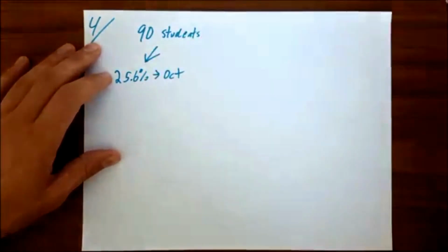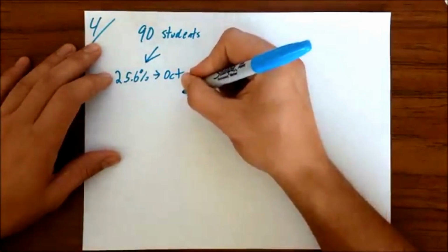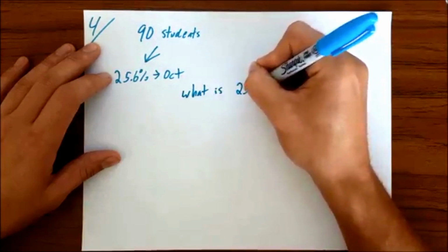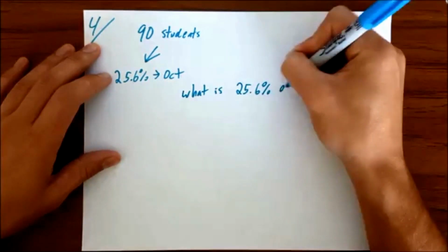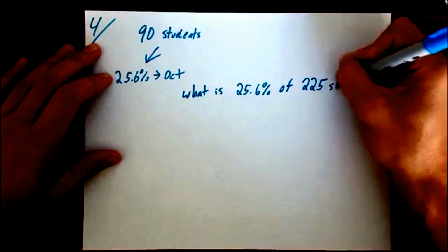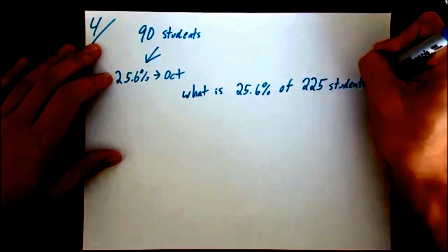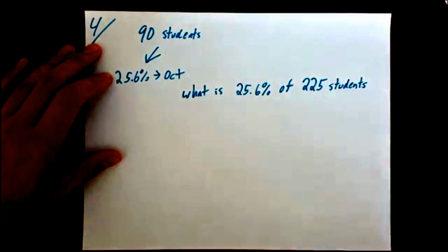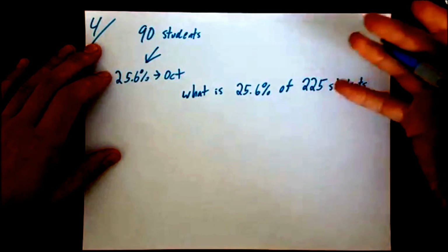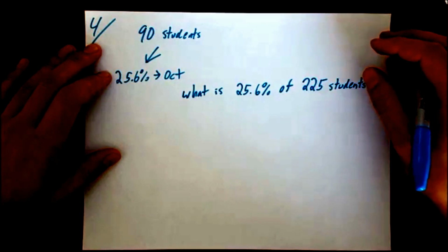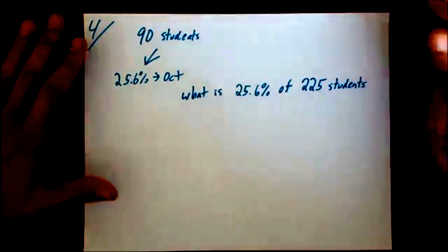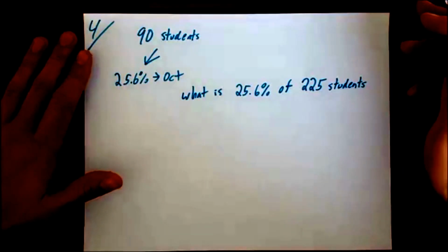So what it's asking, in effect, is what is 25.6% of 225 students? And I don't know if I have much better advice on how you would know that's what it's asking, other than just reading the question carefully. Go slow. It's a little bit hard to do that when you're in a stressful environment of the SAT, but that's kind of what you need to do.